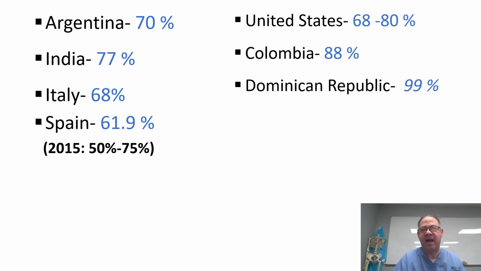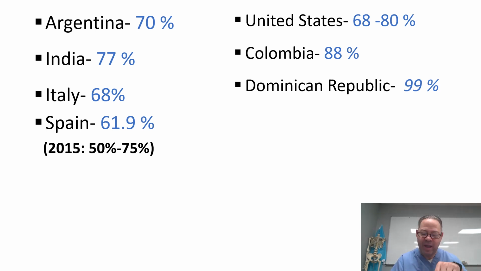That is sad. So in Argentina, tenemos errores pre-analíticos 70%. En India, 77%. En Italia, 68%. En España, más de un 75%. En Estados Unidos, hasta un 92%, aunque dice ahí 68, un 80%, en Colombia, un 88%, y en mi país, el mío, República Dominicana, más de un 100%. ¿Y por qué digo en mi país? Porque yo hice ese estudio allá.